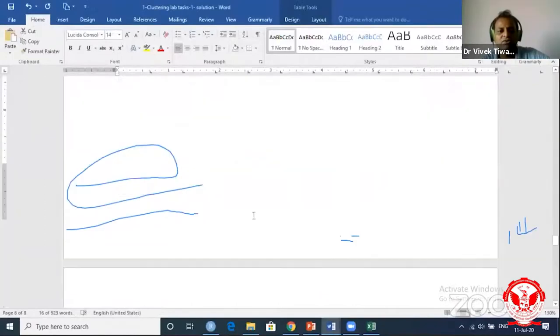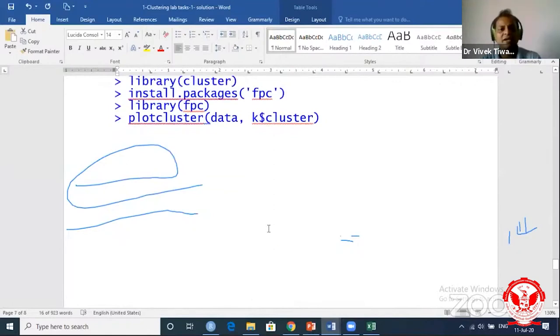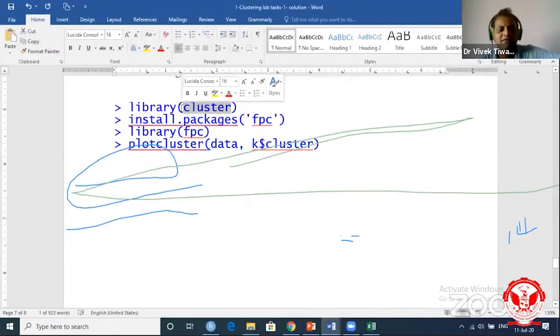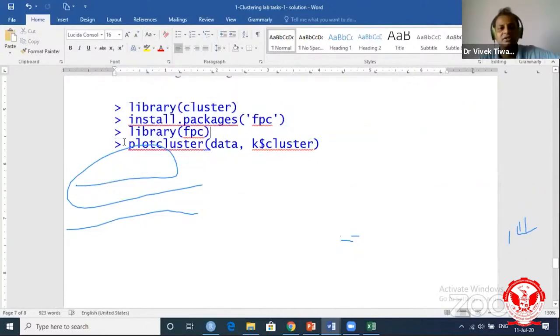Another thing I will also try to explain. Suppose I want to visualize. There are two libraries you can use. The cluster library, which I have already run, and another library, FPC. You have to install these two libraries on your system and include them in your R. Once you have successfully included them, you can visualize the clustering results. Plot cluster is a function in the FPC package. If that package is part of your R environment, you can directly run it. So I'm going to run that and see what happens.